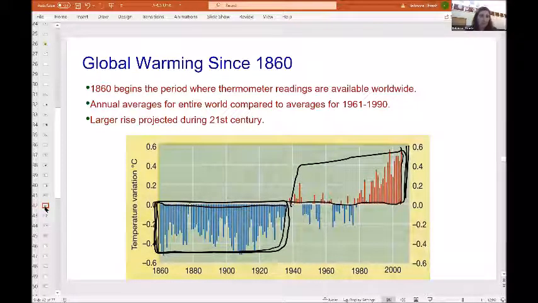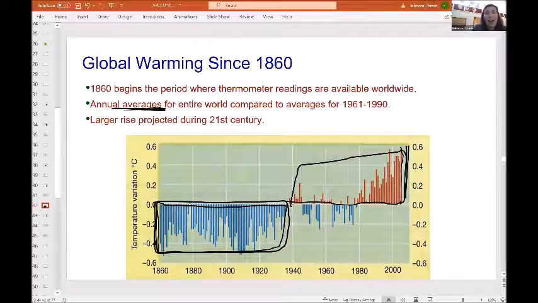Now, if you look at the scale, we're only talking about maybe half a degree Celsius warmer. Well, okay, that's not that big a deal. But remember, we're talking about averages. So this is even considering places that are experiencing extremely large temperature shifts.